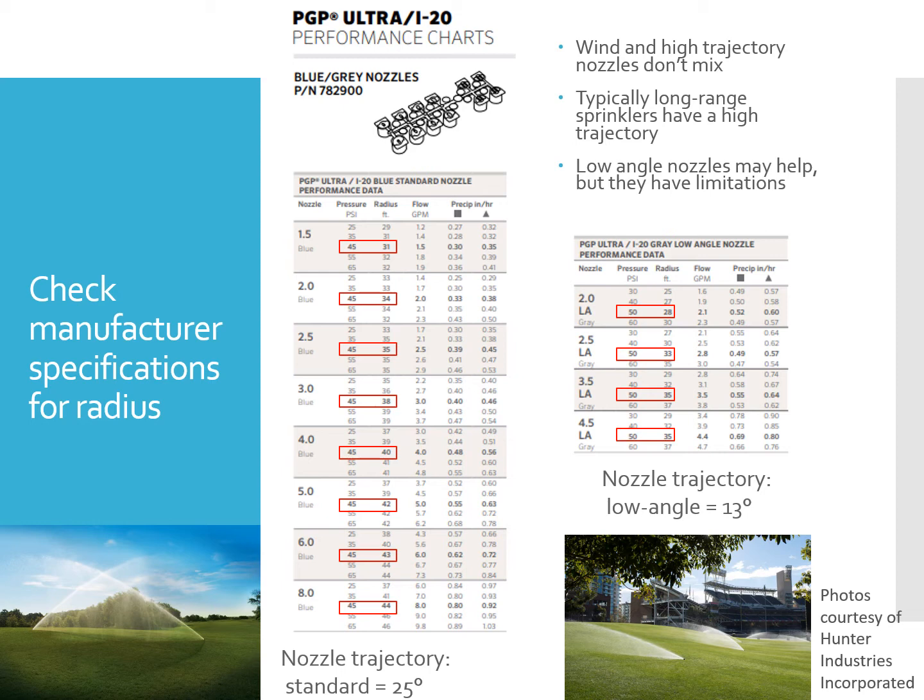Also notice on the right hand side we have the low angle nozzles, and they have the optimal pressure of 50 psi instead of 45. So keep that in mind if you're going to be intermingling some low angle nozzles with your standard blue nozzles, that you may run into some issues with psi variance, and also that your precipitation rates may not match. So keep that in mind.